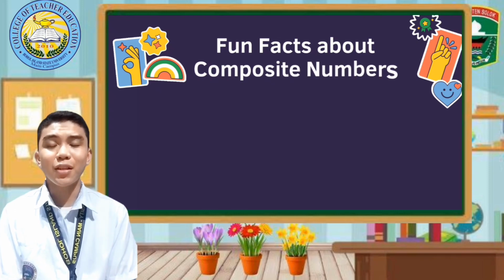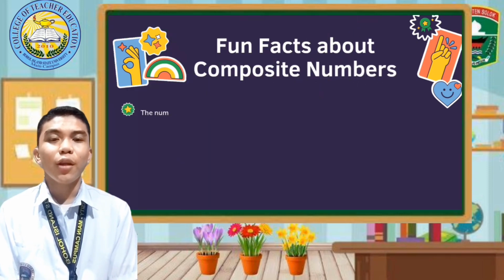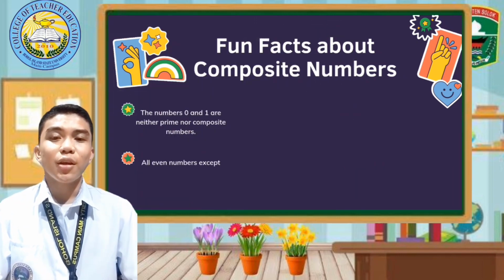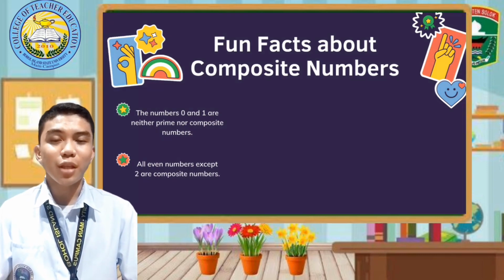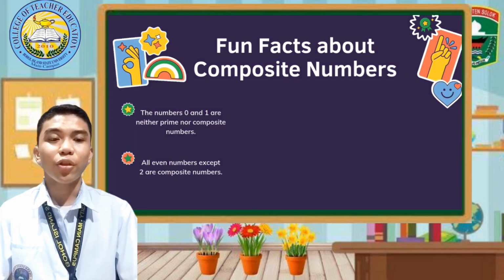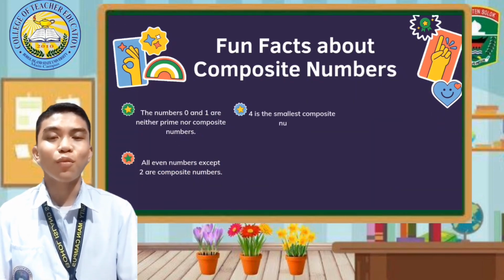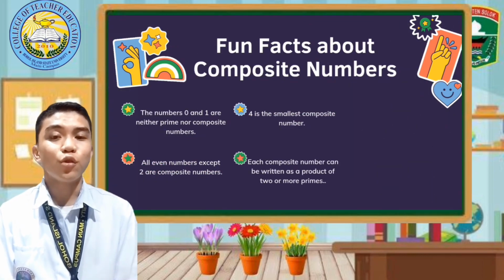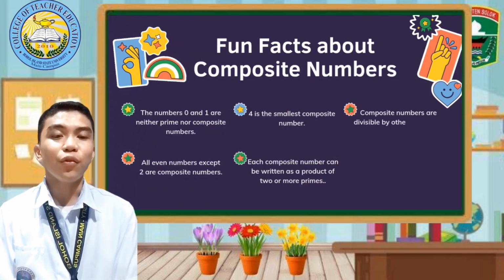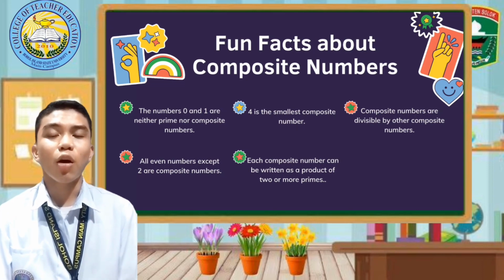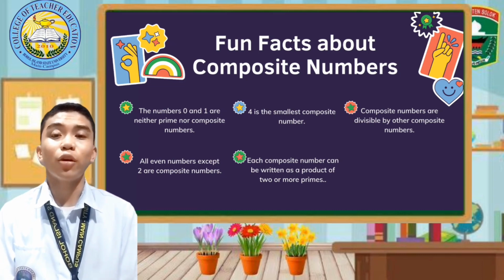We have here fun facts about composite numbers. First, the numbers 0 and 1 are neither prime nor composite. Second, all even numbers except 2 are composite numbers because, as we all know, 2 is the smallest prime number. Third, 4 is the smallest composite number. Next, each composite number can be written as a product of two or more primes. Fifth, composite numbers are divisible by other composite numbers. So a composite number can be divided by another composite number.